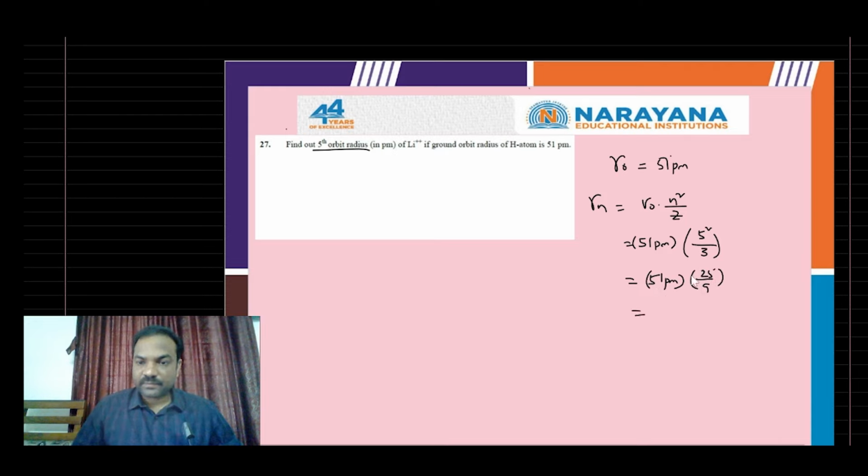So if you calculate 25 by 3, nearly 8 times into 51, around you will get 425 picometer. Just looking at it, it will be more than 400, but if you calculate 51 into 25 by 3, you will get 425 picometer.